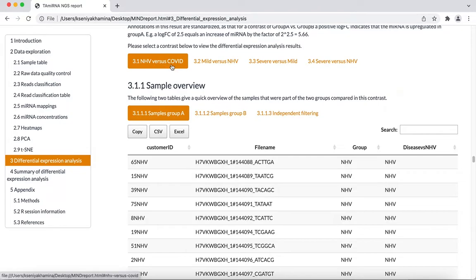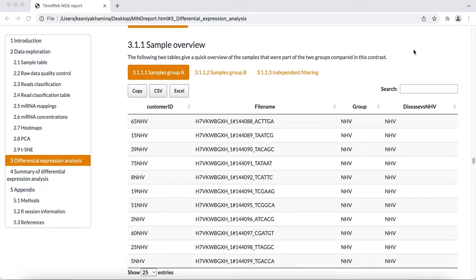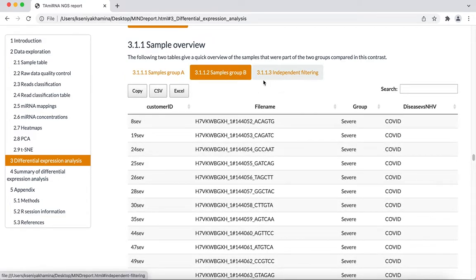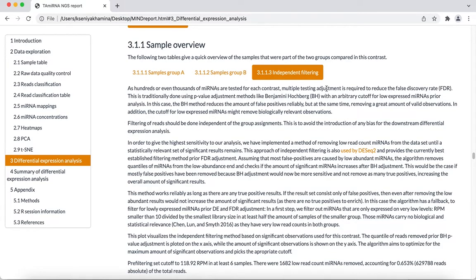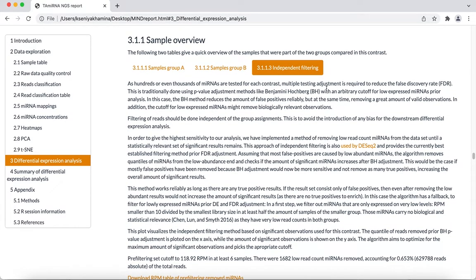One can select a contrast below in order to view the differential expression analysis results. For example, this first group, 3.1. 3.1.1 provides information about the sample overview. It illustrates which samples belong to group 1 or group A, and which samples belong to group B, as well as explains the criteria for independent filtering.